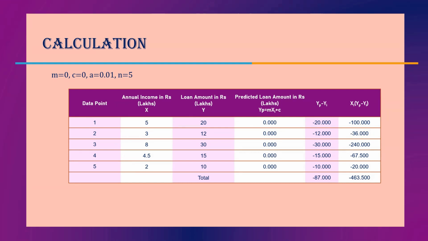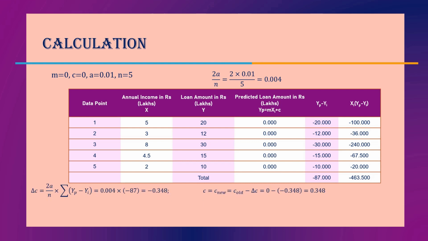Let us recall, by the gradient descent algorithm, the change in intercept is 2a by n times the sum of the differences of predicted and actual values of y. As a is 0.001 and n is 5, 2a by n is 0.0004. Del c is the product of 0.0004 and minus 87, which is minus 0.348. The new intercept value is the old value minus the change in value, that is 0 minus minus 0.348, that is 0.348.